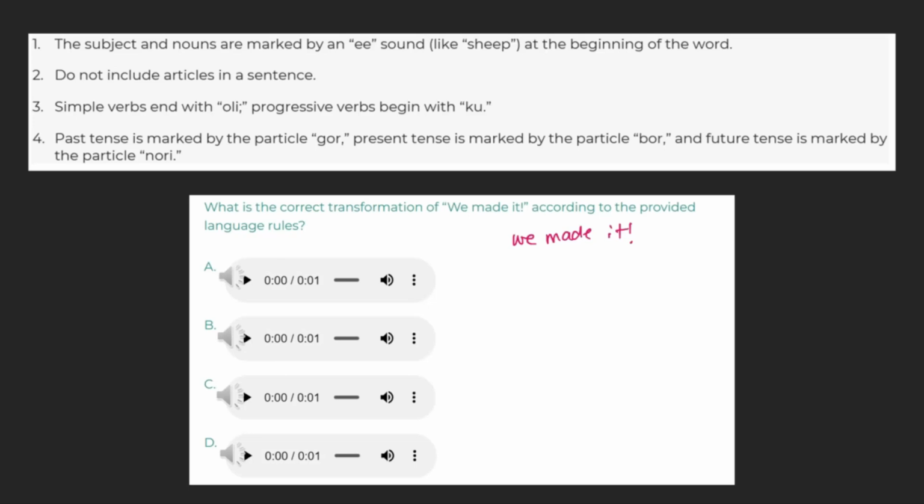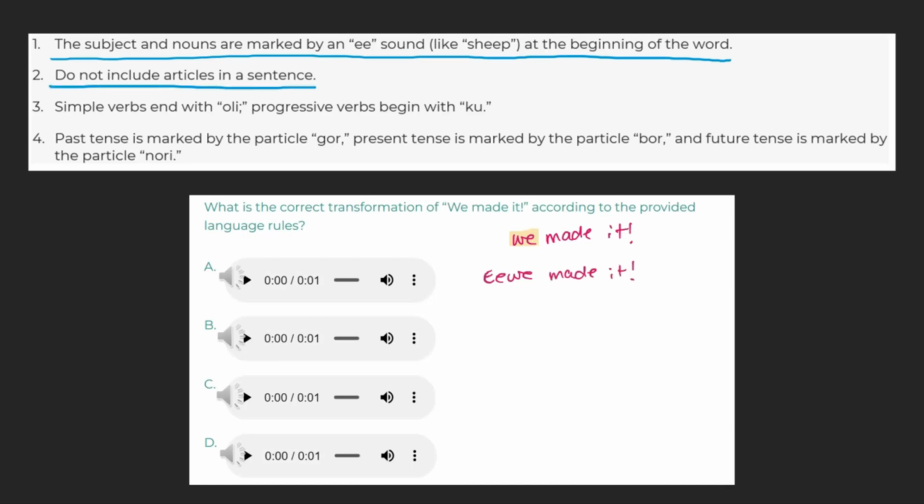In accordance with rule number 1, the subject and nouns are marked by an E sound at the beginning of the word. We mark the subject, "we," with an E at the beginning, giving us the phrase, "ewe made it." There are no articles in this sentence, so we can ignore rule number 2.